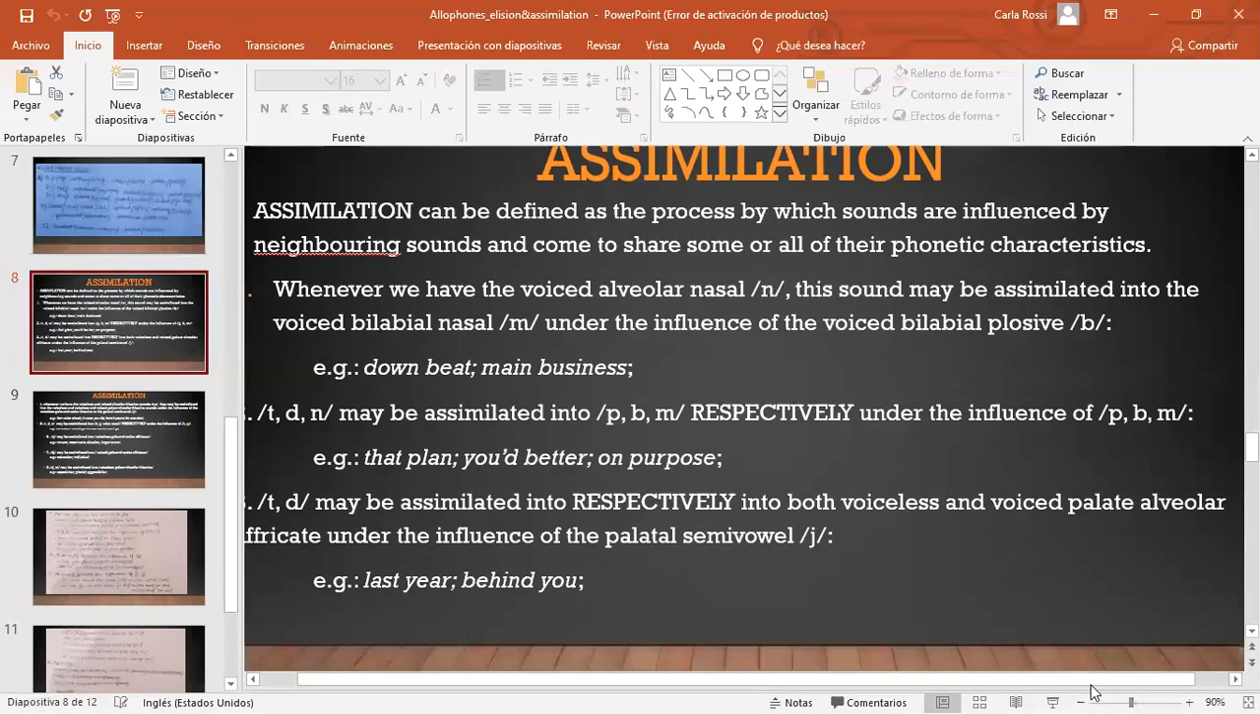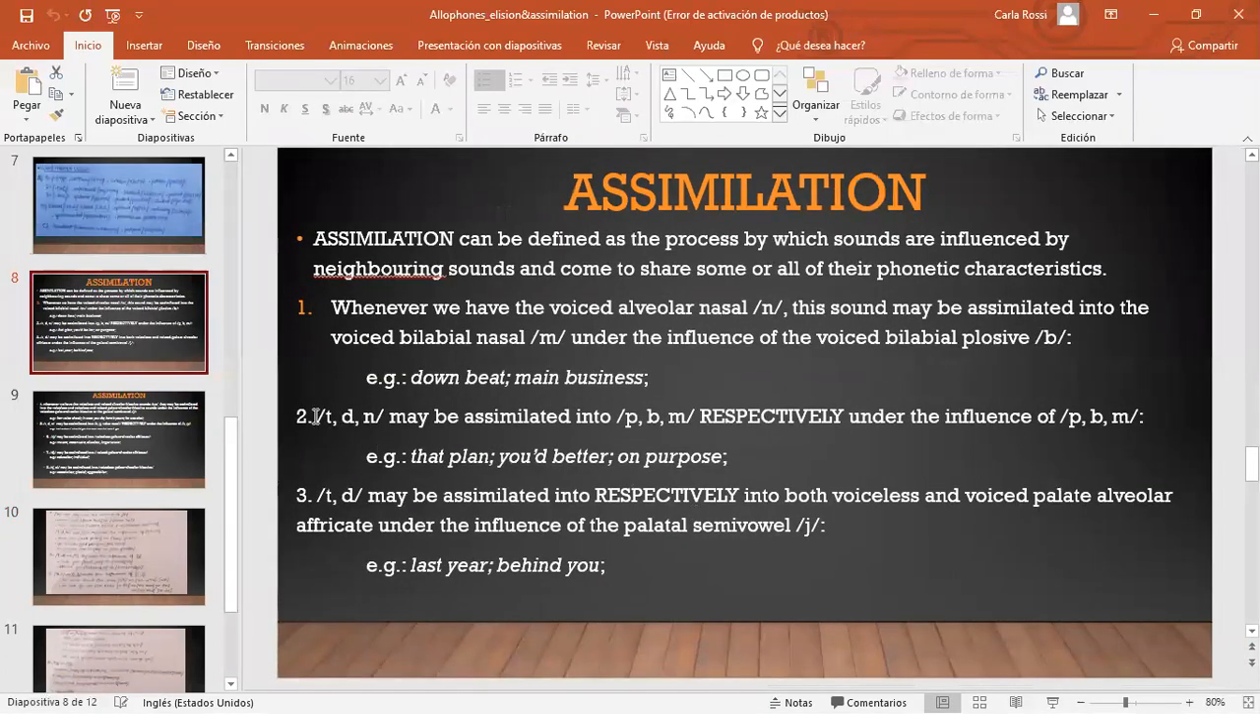Second rule. Voiceless and voiced alveolar nasal and velar nasal. So these three sounds may be assimilated into the voiceless bilabial plosive, voiced bilabial plosive, and voiced bilabial nasal, respectively, under the influence of the three same sounds.